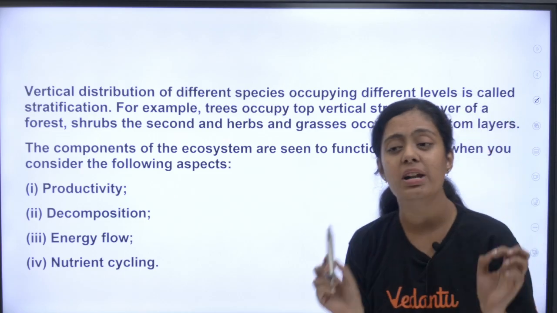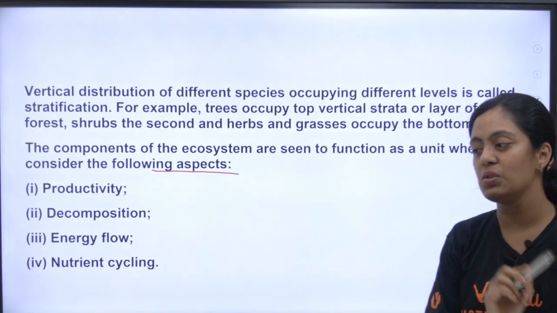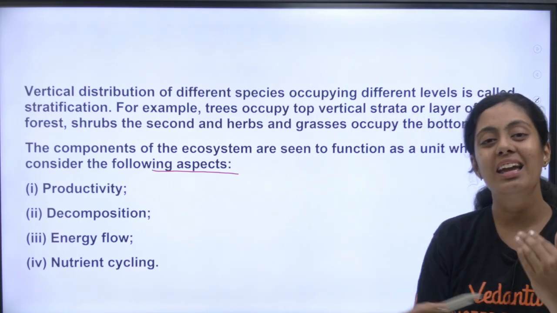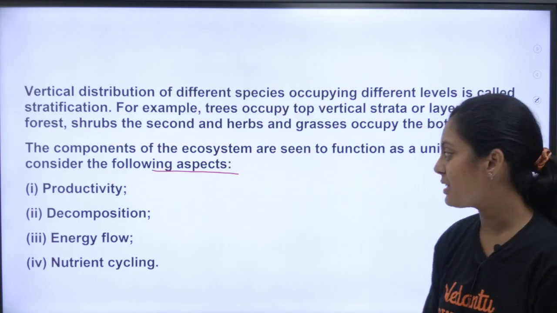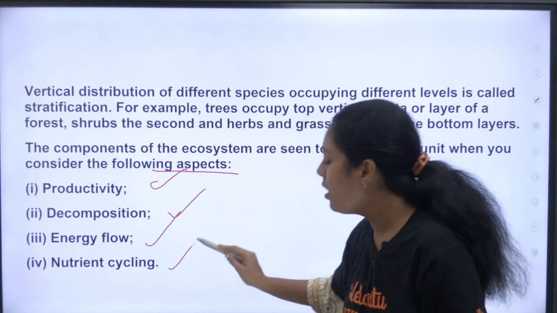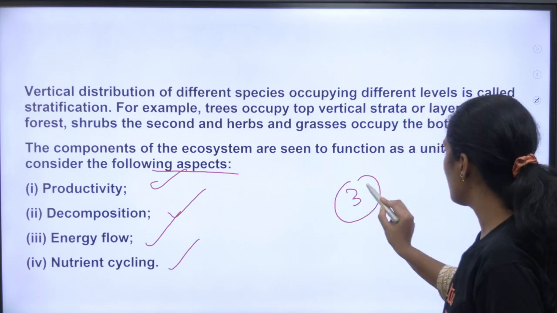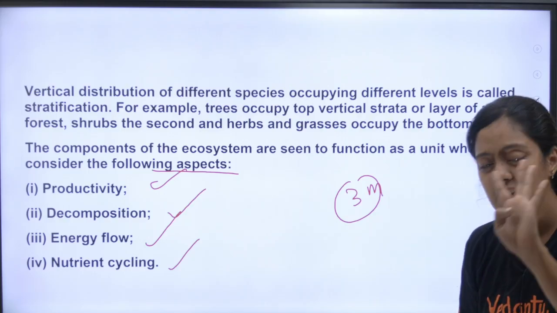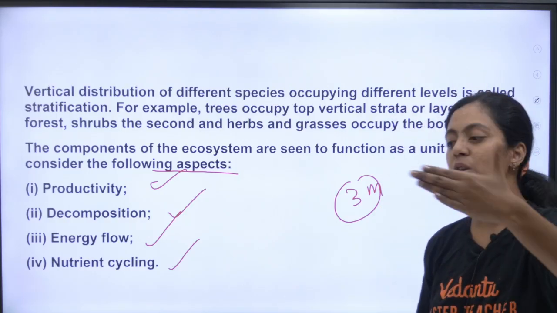Let's try to understand the various aspects of an ecosystem. A very important point is what basis I use to classify an ecosystem. I have productivity, decomposition, energy flow and nutrient cycling. This is a very important 3-mark question. The components of the ecosystem are these 4 things: productivity, decomposition, energy flow and nutrient cycling.